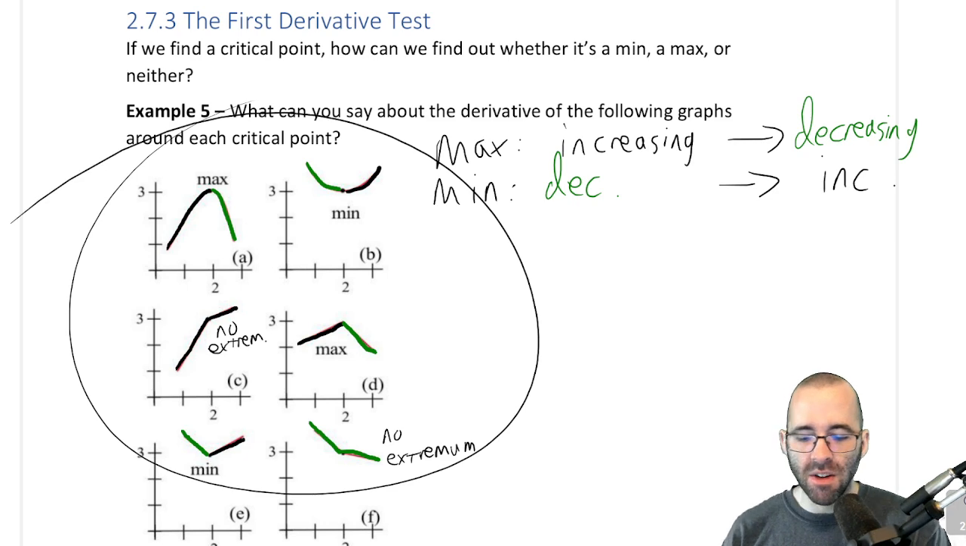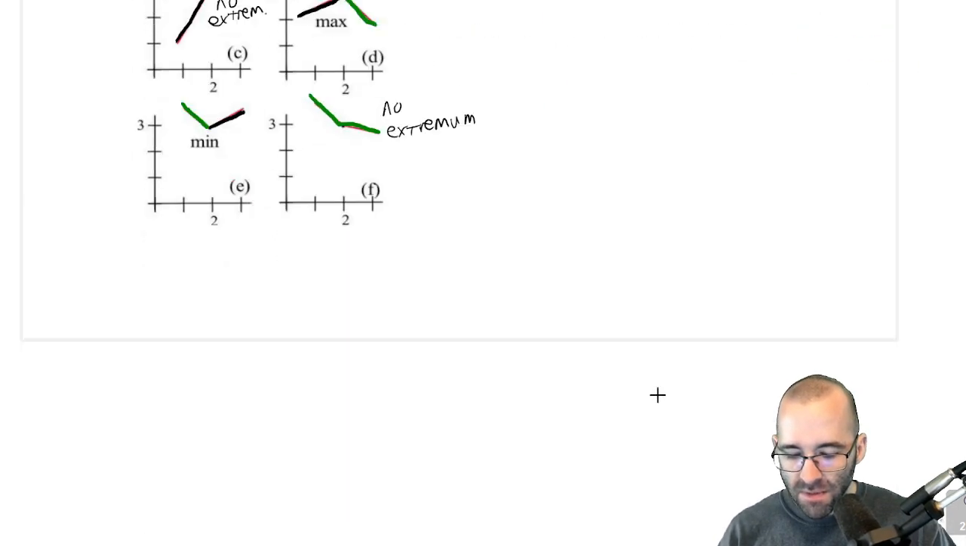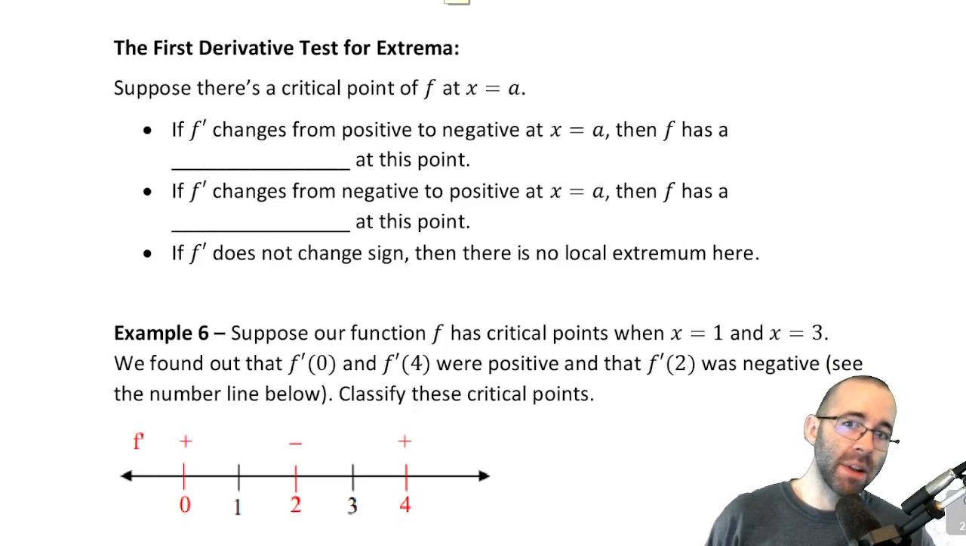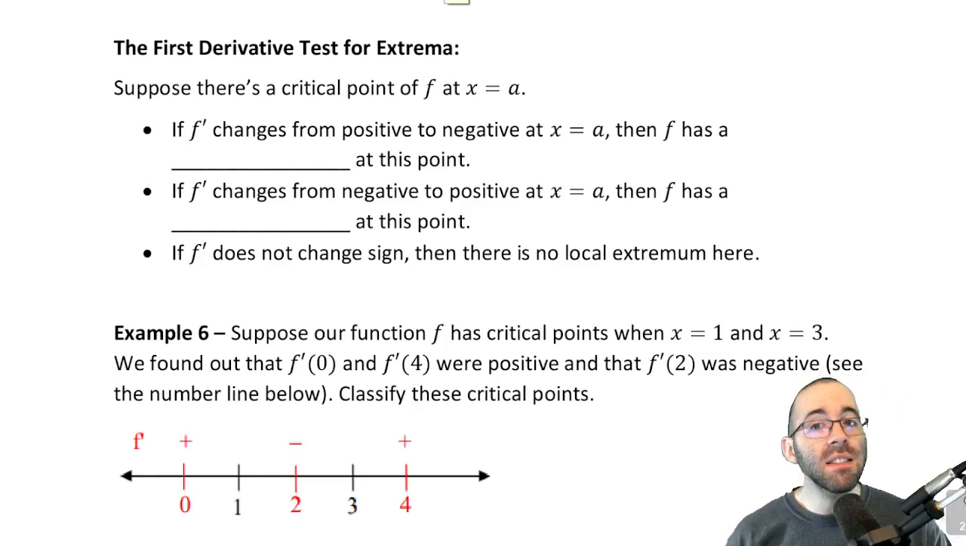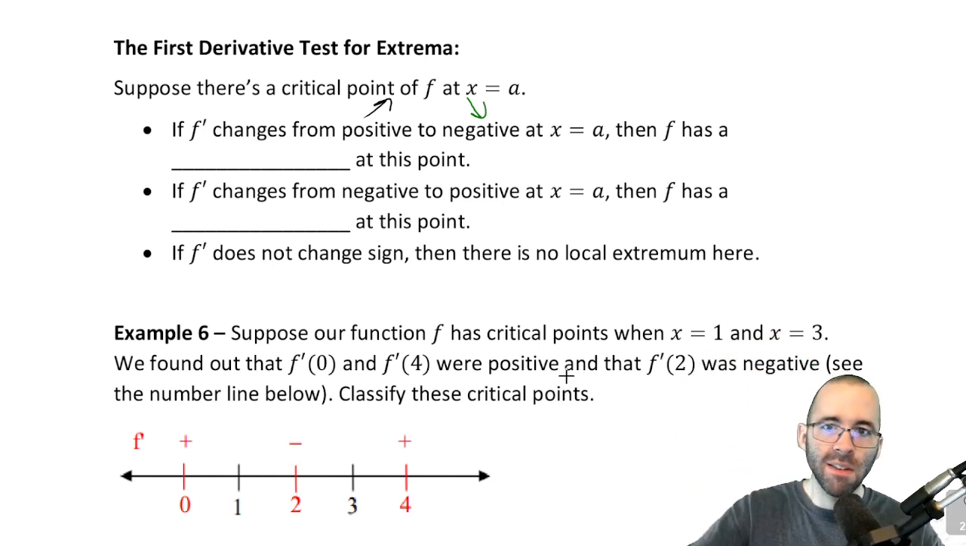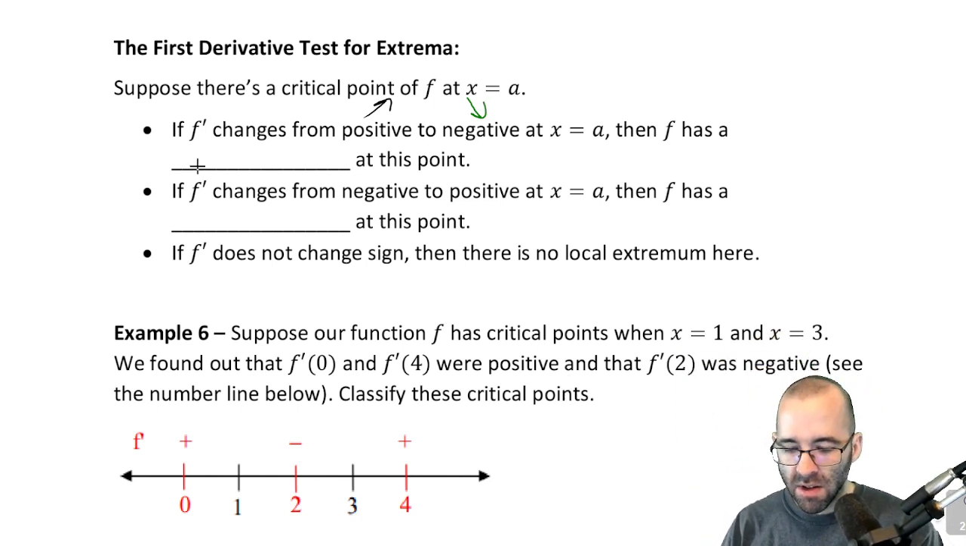This is a visualization of the first derivative test. So let's introduce it. Suppose we have a critical point. We can classify that critical point using derivatives, the first derivative specifically. So if the first derivative changes from positive to negative, right? Positive derivative means positive slope. Negative derivative means negative slope. Well, if we're going up and then down, what kind of extremum do we have? A local max.